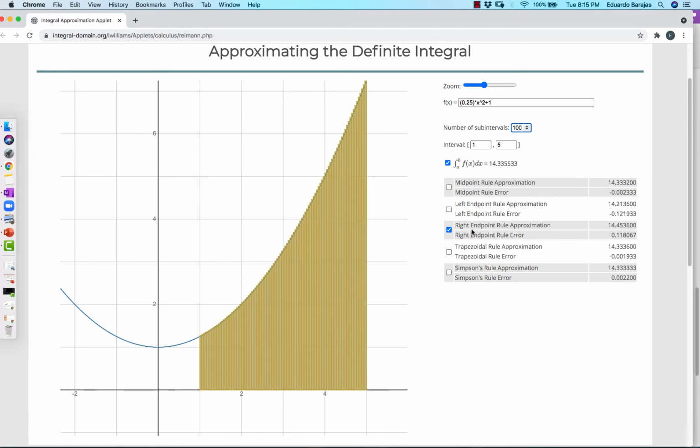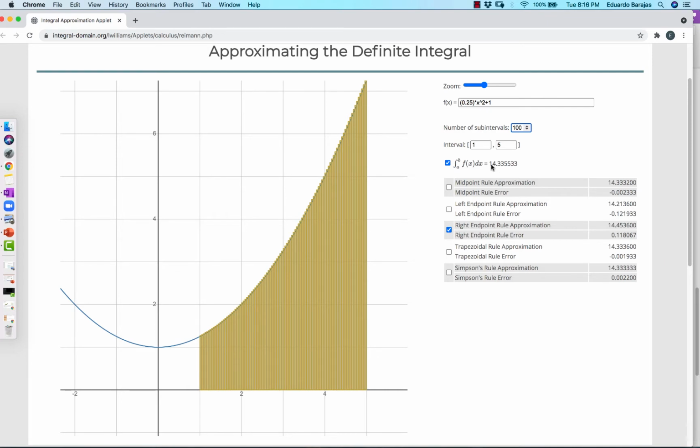Okay, so at 100, we see that the sum of 100 rectangles, each one having a height determined by the right endpoint rule, is 14.4536, very, very close to the real answer of 14.3355. And again, in this case, in every single approximation using rectangles, from 4 all the way up to 100, the sum of those rectangles was always a little bit bigger than the real answer. That's, again, because we're using the right-hand rule and the function is increasing. So we are always going to overestimate.